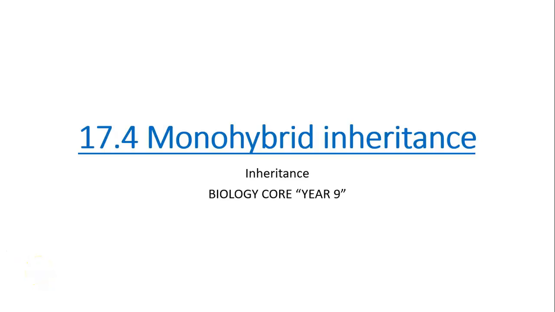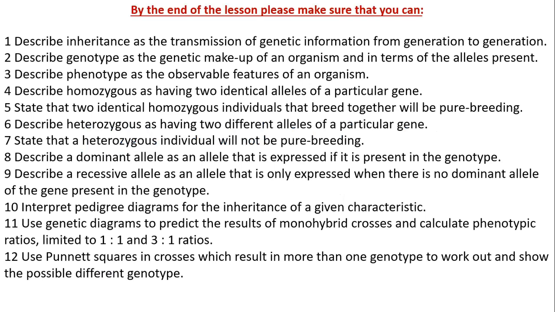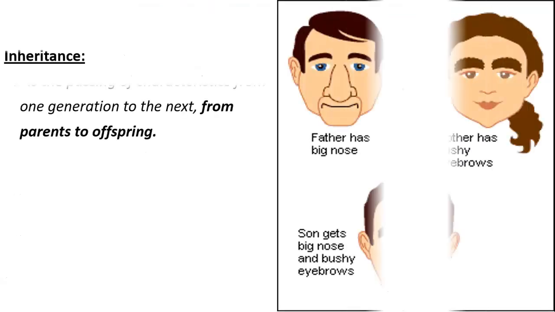17.4 Monohybrid inheritance. Don't forget to go back to the objectives to make sure that you're done studying correctly.